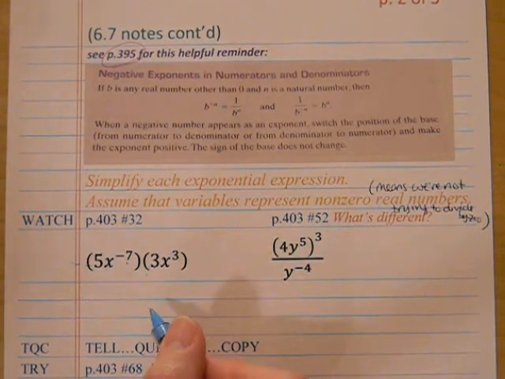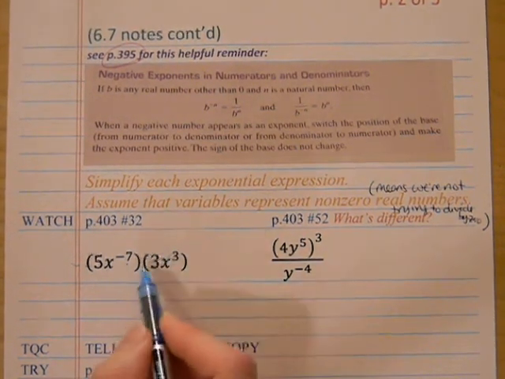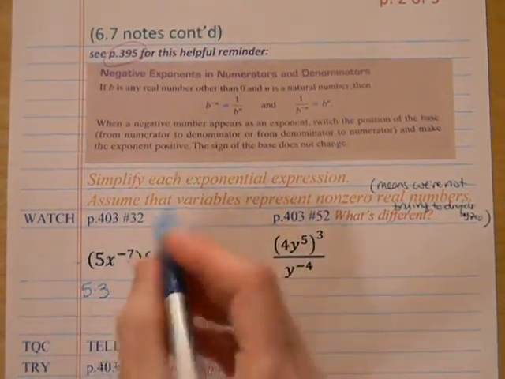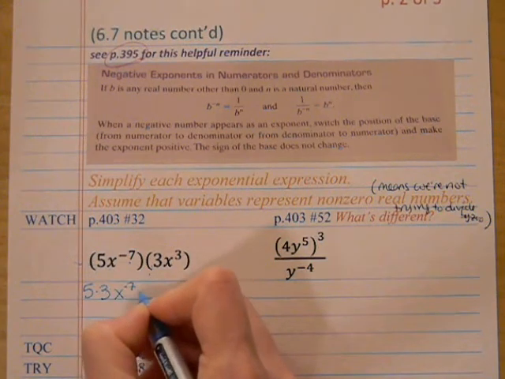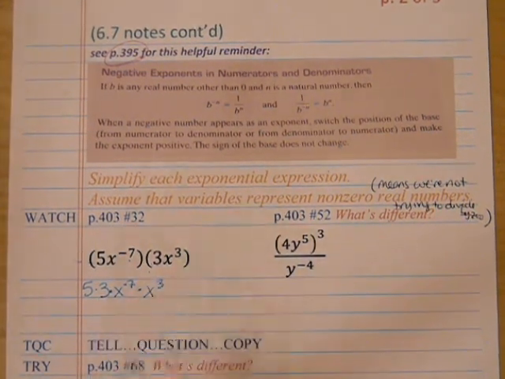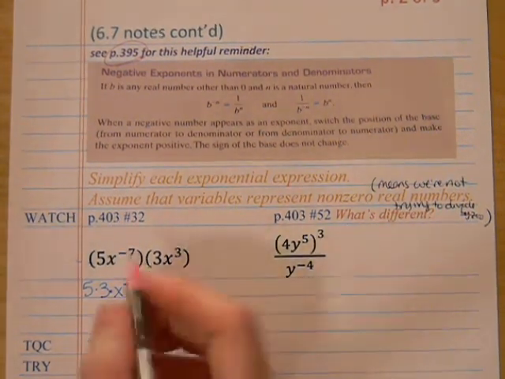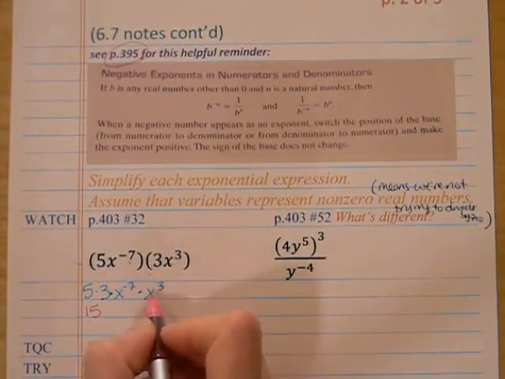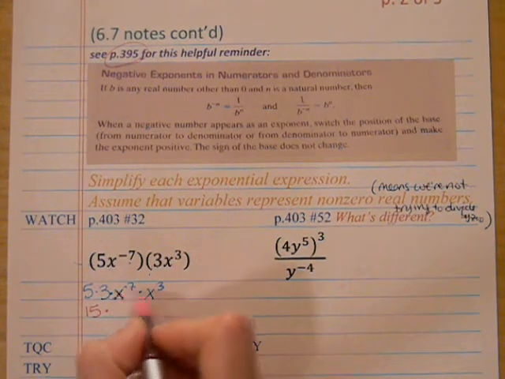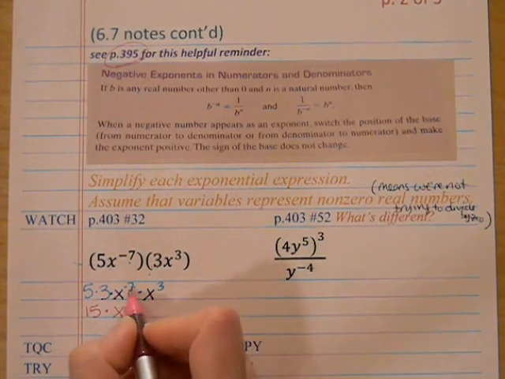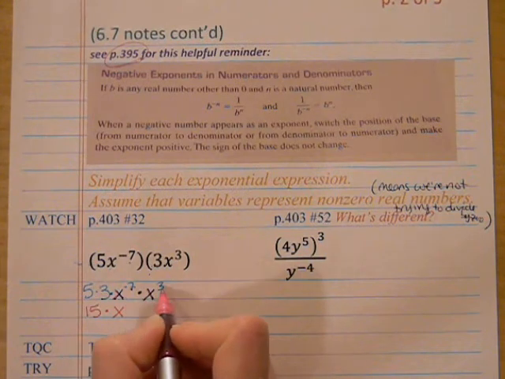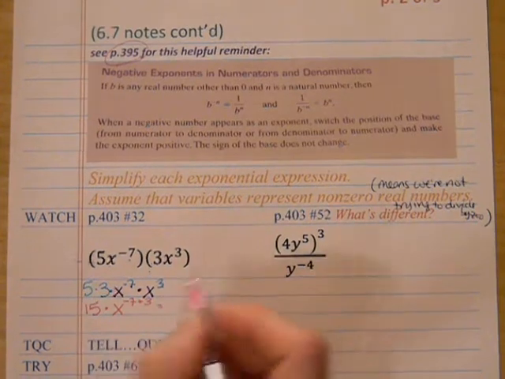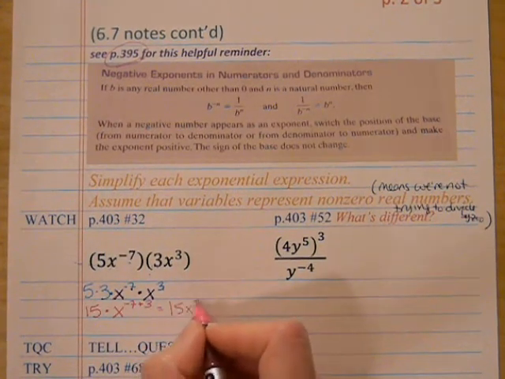There's lots of different ways you could do this problem. One way would be to deal with the numbers first as 5 times 3, and then you've got x to the negative 7 times x cubed. Focusing on the numbers, that gives you 15. Focus on the variables, then you've got same bases being multiplied, x, so you would add the exponents, negative 7 plus 3, which is a negative 4, so you'd have 15x to the negative 4.